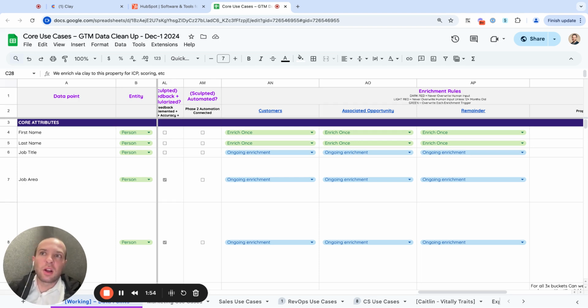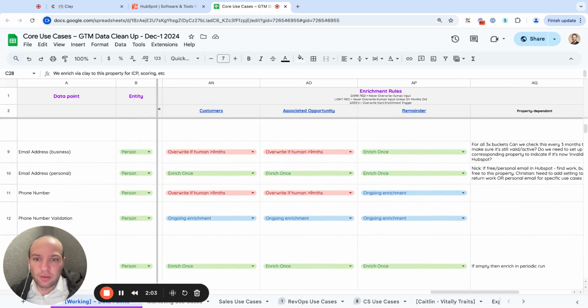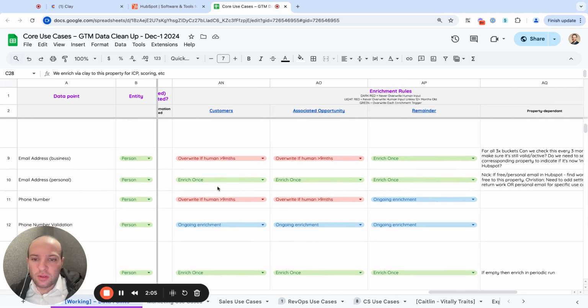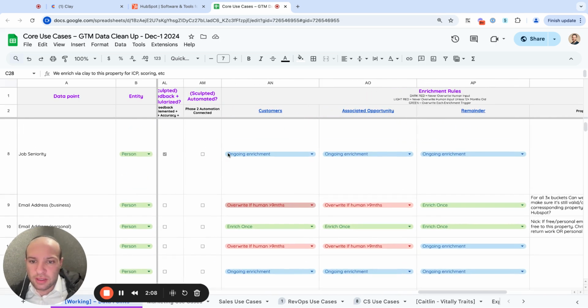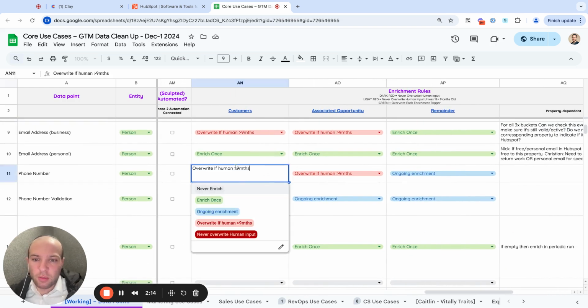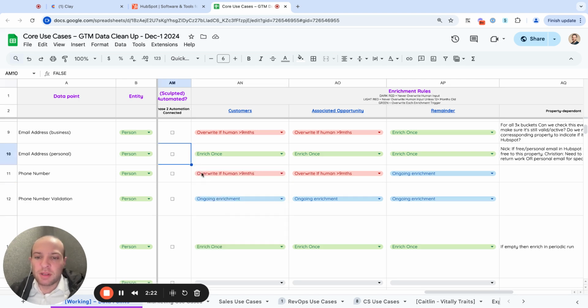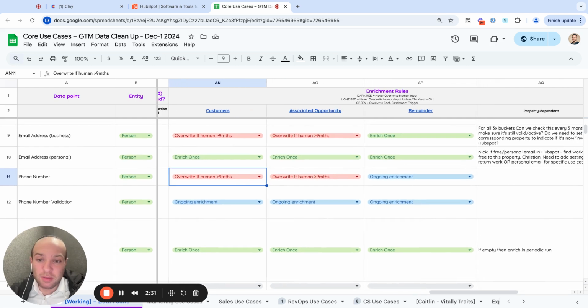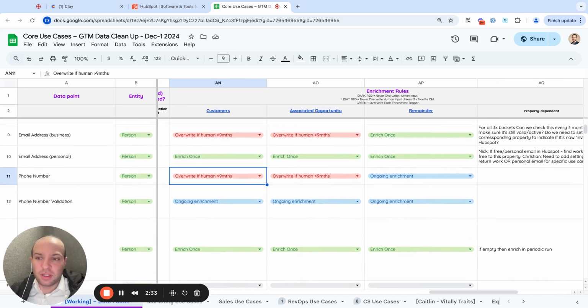Another thing is ongoing re-enrichment, which is a different topic, so I'm going to leave that be for now. Right now, we're just looking at even the first-time, one-time enrichment. For example, for the contact email address and phone number, we said we only want to overwrite if it was last updated by a human over 9 months ago. If it was updated by anything else, we would overwrite it. But this means that if the phone number was last updated within 9 months by a person, by a salesperson or something, then do not overwrite. That's a really good example.